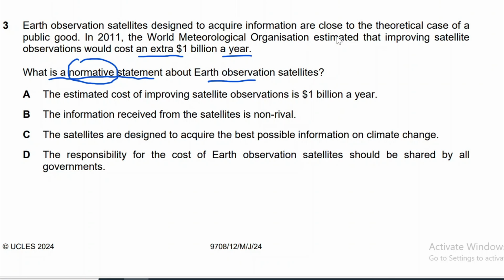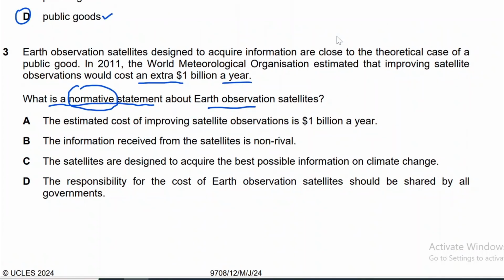So these are tricky statements and you should read all of them. I'm explaining the correct answer, that is answer D, and I'll also explain the reason for that as well. The responsibility for the cost of Earth observation satellite should be shared by all governments. The word "should" shows an opinion of someone, right? If someone says this should happen, that should happen, that is a kind of normative statement or opinion.